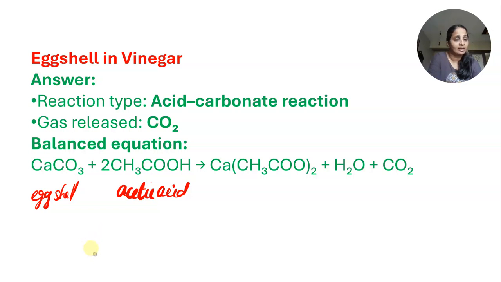You studied the heating of calcium carbonate. What will you get? Calcium oxide plus carbon dioxide. Here this eggshell or calcium carbonate reacting with acetic acid, you are getting calcium acetate plus water plus carbon dioxide. So here also there is carbonate, and from here you are getting carbon dioxide gas. Due to the formation of this carbon dioxide gas, you can see the bubbles there. So this is the reaction happening there. You can study this also.